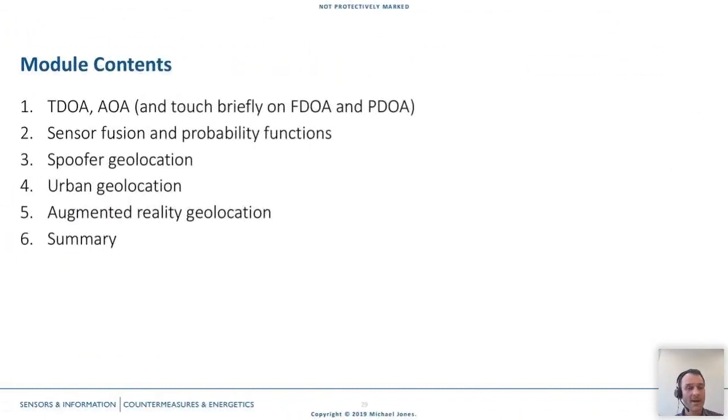So I'm talking about geolocating jammers and spoofers. Hopefully, although you couldn't hear me, I was talking through the contents here. We're going to look at different geolocation techniques, time difference of arrival, and so on. We're going to look at geolocation of spoofers. We're going to look at urban geolocation, which is quite a different problem and needs some very modern techniques. And then just at the end, touch on augmented reality.